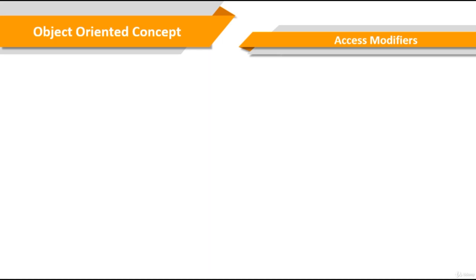So in this section, we will learn access modifiers in Java. Access modifiers are used for setting the access level to classes, variables, methods, and constructors. There are basically 4 access modifiers in Java.